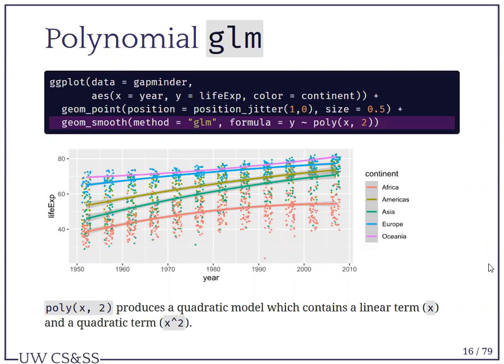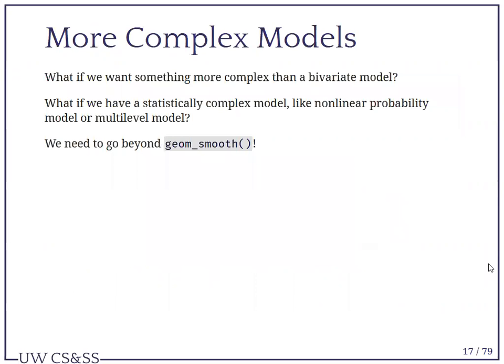And this is pretty nice if we're looking for maybe description. But we're often going to be working with more complex models where there's more than a bivariate model. What if we have a statistically complex model, something like a nonlinear probability model or a multi-level model? We have to go beyond geom smooth.